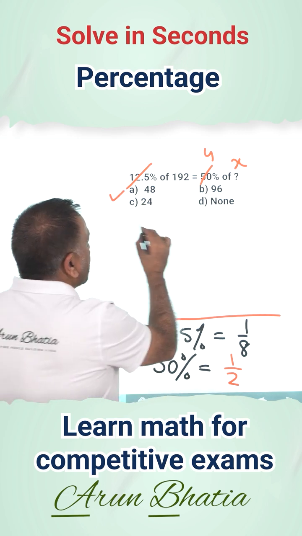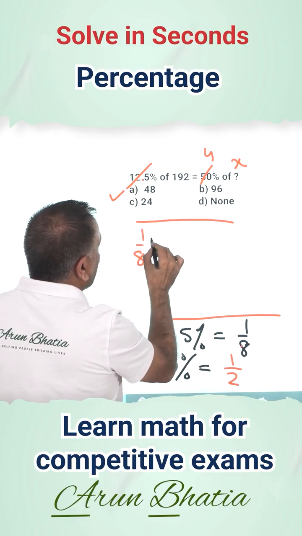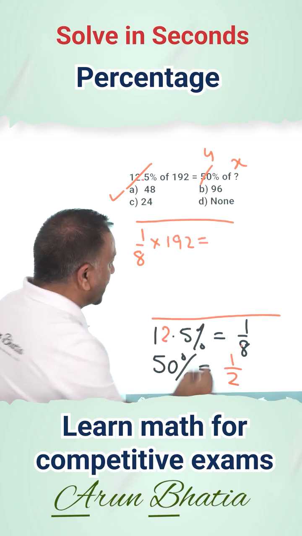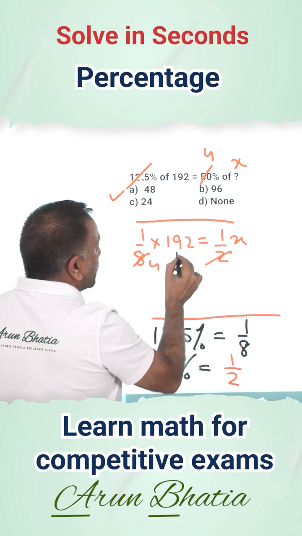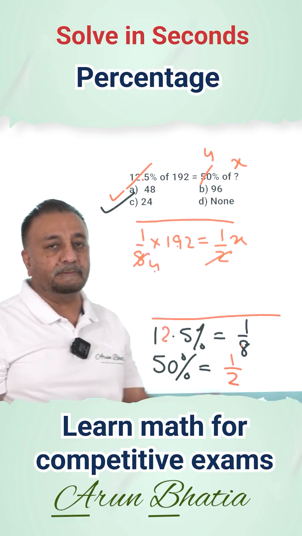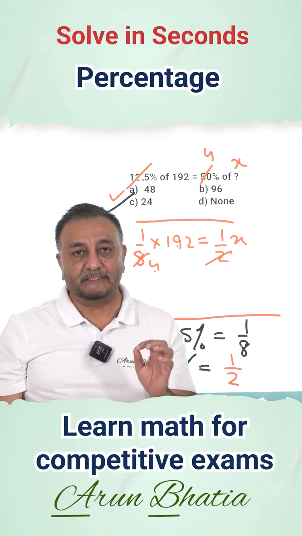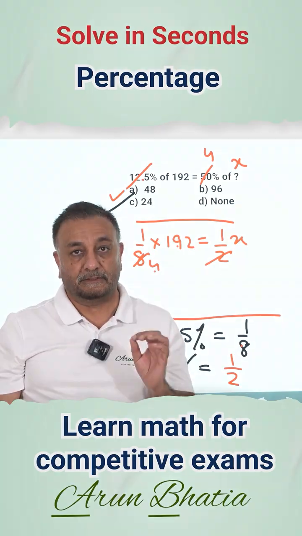The second way is that 12.5 is how much? You all know it is 1 by 8 of 192, and 50% is how much? Half of X. And this goes by 4. So 192 upon 4. Again, the answer is 48. You can remember both the methods, but the first method is more useful and easy. So you can solve that question by using the oral method.